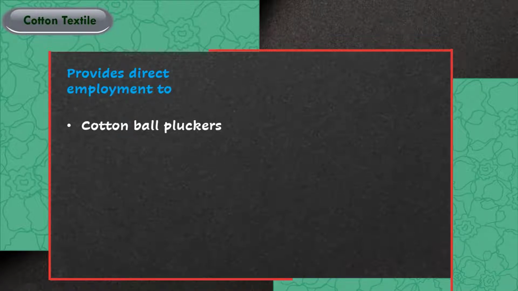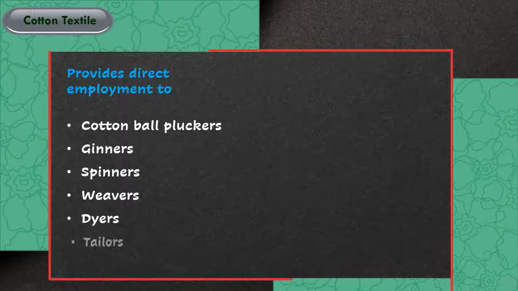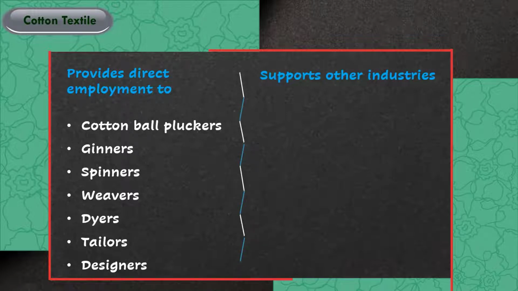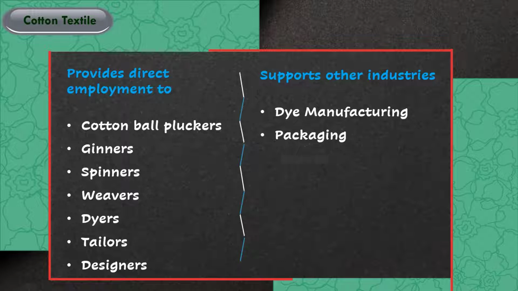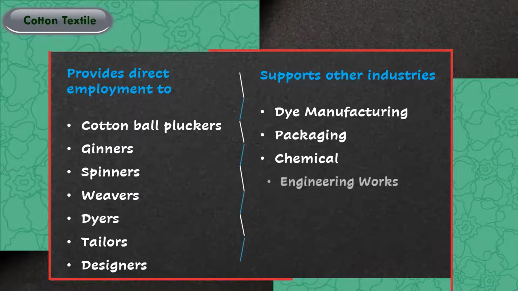Owing to its dispersed nature, cotton textile industry provides employment on a large scale. It provides direct employment to the following: cotton ball pluckers, ginners, spinners, weavers, dyers, tailors, designers. Apart from providing direct employment, it also supports various other industries. They are dye manufacturing, packaging, chemical, engineering works.